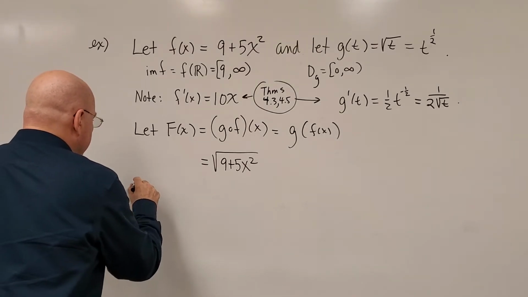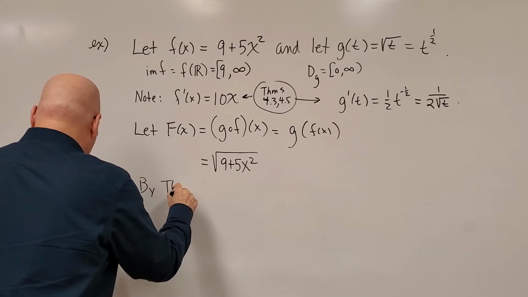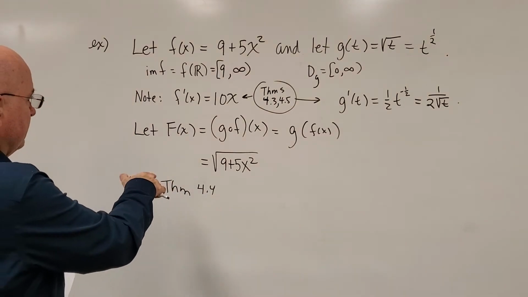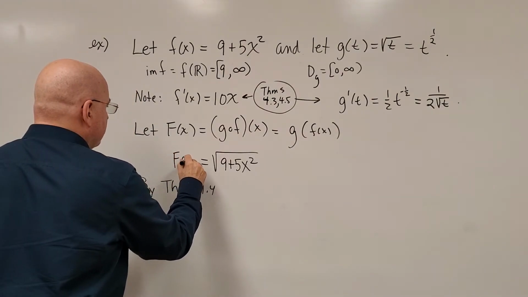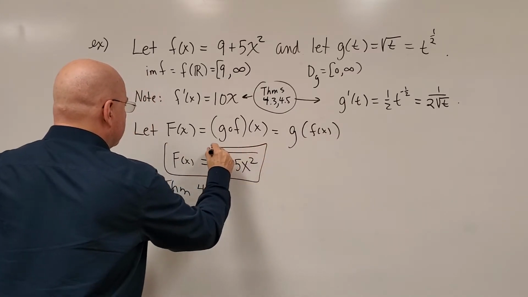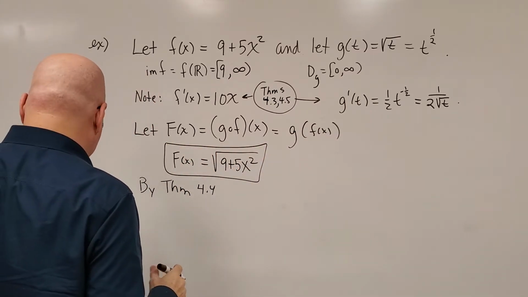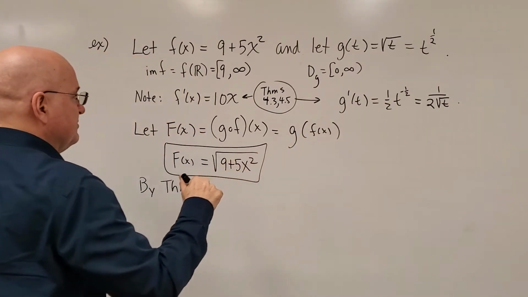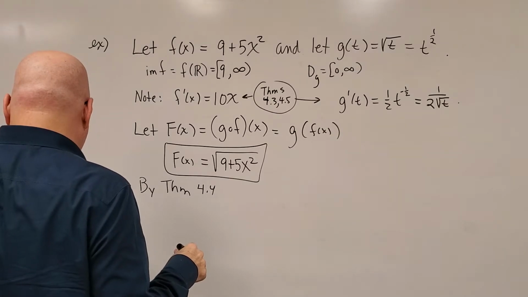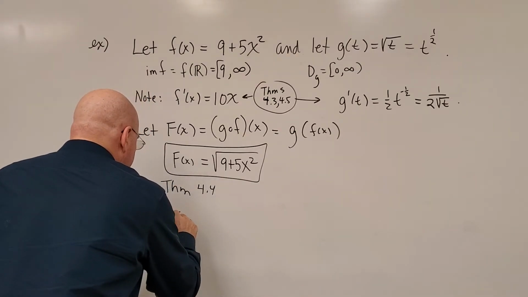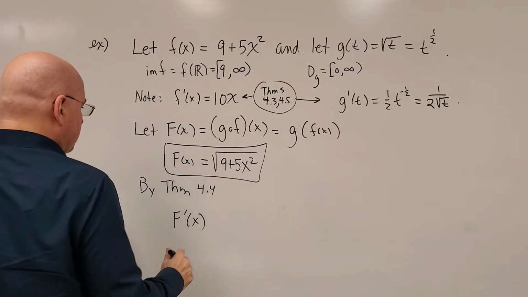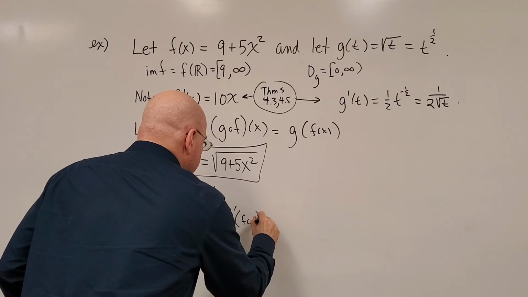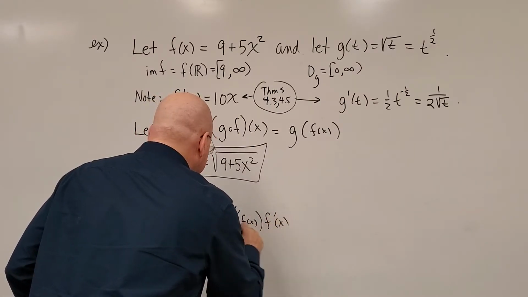But by theorem 4.4, which is the chain rule, we can get the derivative of capital F. First of all, we know it's differentiable, but we can also now use the chain rule to compute the derivative. So F prime of x is equal to, by the chain rule, g prime of f of x times f prime of x.